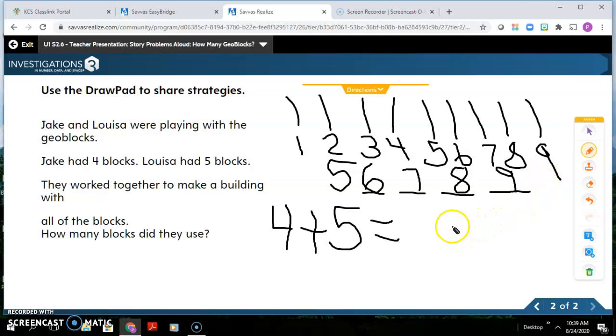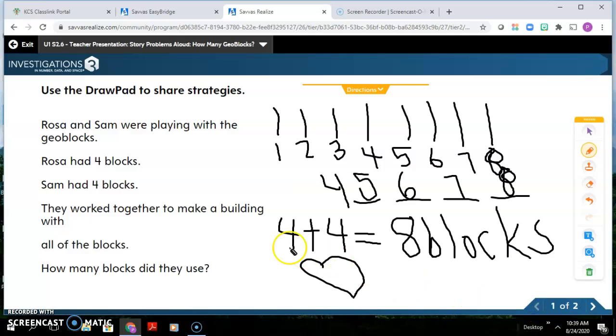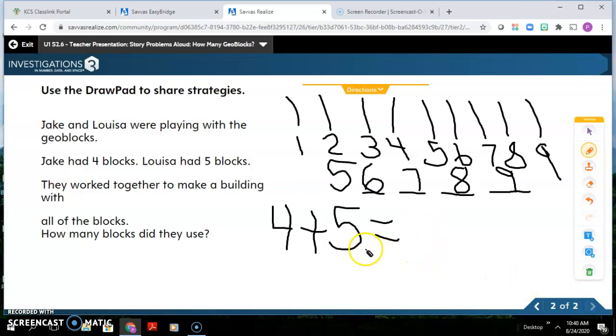Now, you can also use a combination that you know. So if you remember from the last problem, we saw that 4 plus 4 equaled 8. So we can take that combination that we know and help us to solve this problem. So since we know that 4 plus 4 equals 8, and we know that 4 is 1 more than 5, what does that tell us about our sum? Well, our sum would be 1 more also, right?